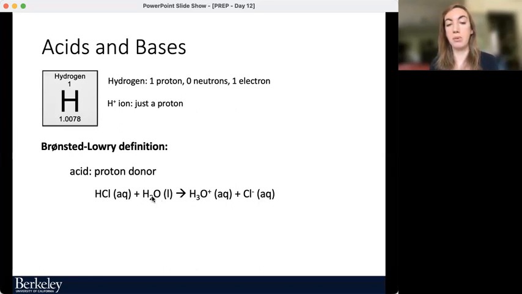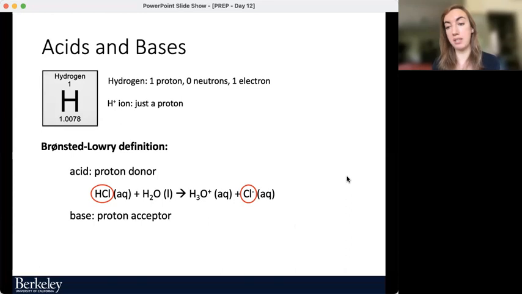If I put it in water, it will lose its proton, becoming Cl-, and it'll give that proton to the water, which becomes H3O+. So that H2O has one more hydrogen and now has a +1 charge. So an acid is something that will give up a proton, and assuming that it's in water, it will give that proton to the water, making H3O+ cations.